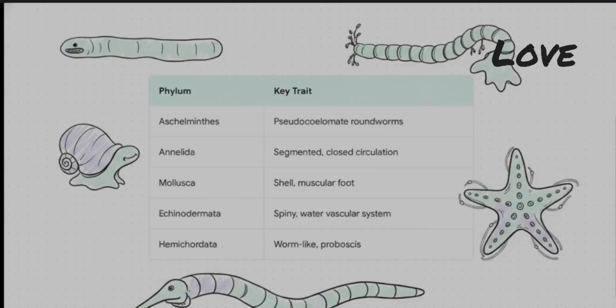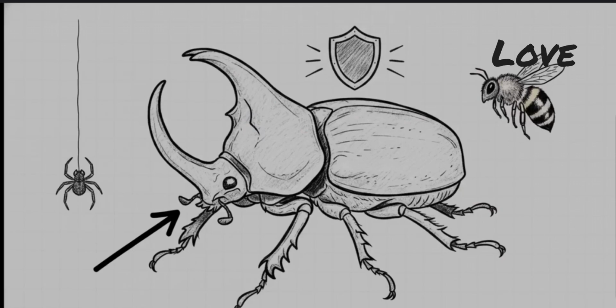And finally, hemichordata, which are worm-like marine animals conveniently divided into a proboscis, a collar, and a trunk. Okay, I actually want to pause the parade right here just to emphasize the absolute sheer scale of arthropods. This is, without question, the undisputed champion of the animal kingdom when it comes to numbers. Literally, whenever you see an insect, a spider, or a crab, you are looking at an arthropod.